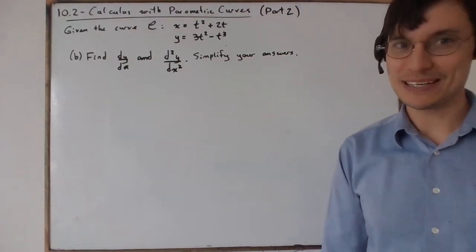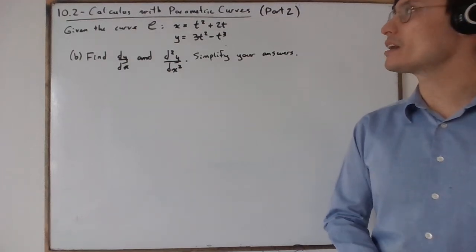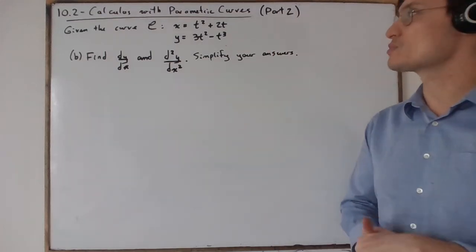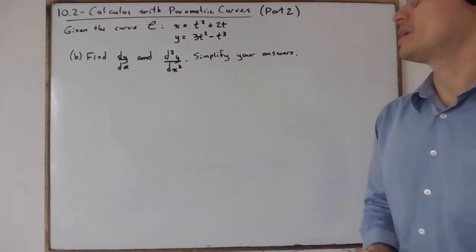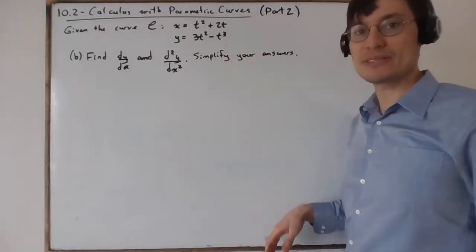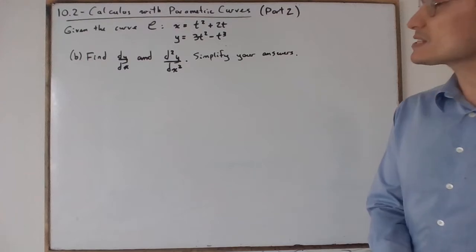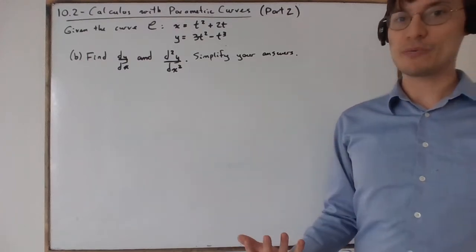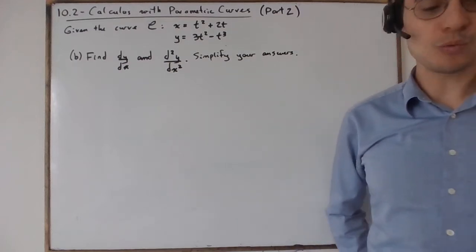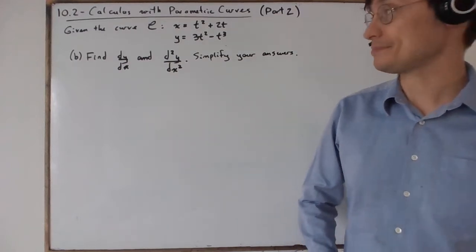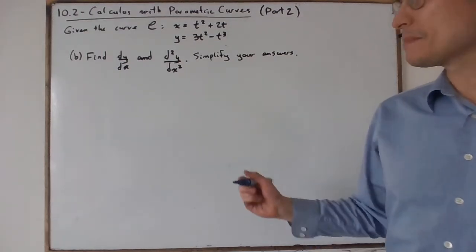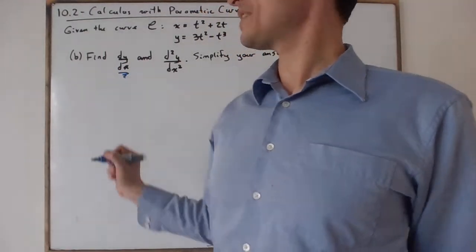Hi, Calculus 3 students. This is the second part of the end of section exercise of calculus with parametric curves. So in part A, we've seen the x and y intercepts of that curve. In this part, part B if you wish, we're going to find the first and the second derivative of y with respect to x.